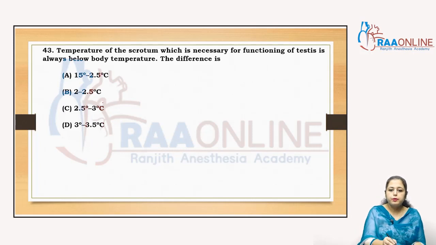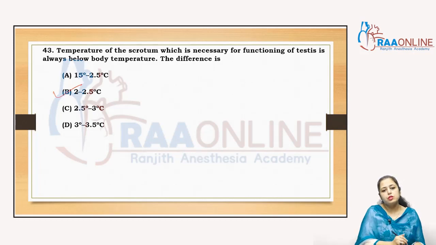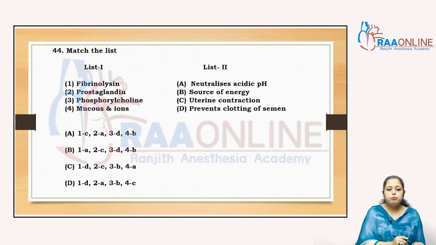Now come to the temperature of the scrotum, which is necessary for functioning of the testis. It is always below the normal body temperature, and that difference is 2 to 2.5 degrees centigrade, right? Then the normal body temperature is not suitable to conduct spermatogenesis properly, right? Come to the next, that is 44. Fibrinolysin, lysis, that is breakdown, right? It breaks the fibrin, that is it prevents the clotting of semen. So the answer is 1D.